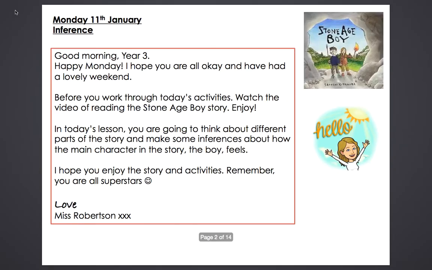So today we are thinking about inference, okay, and that is where you use the clues in the story to think about what's going to happen, think about how characters might be feeling, or think about what's happened. Okay, it's about being a detective. So what I'd like you to do is watch the video of me reading the story so that you know what happens throughout the book, and then work through this PowerPoint.